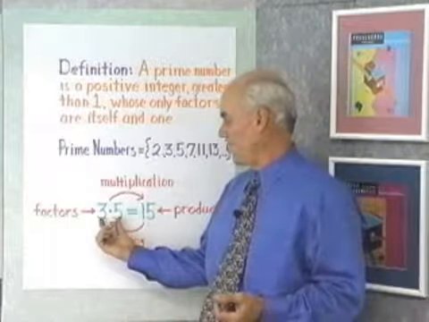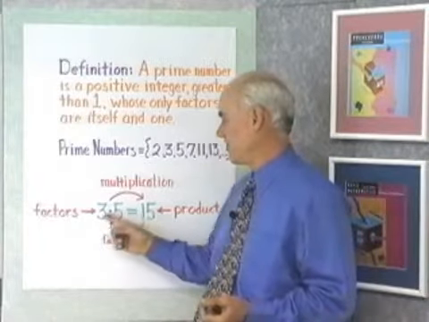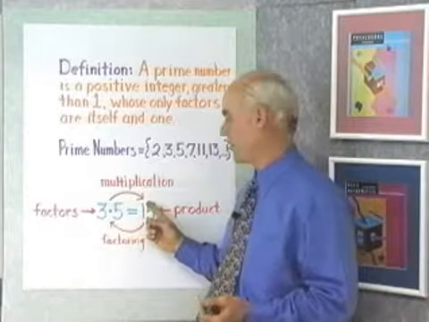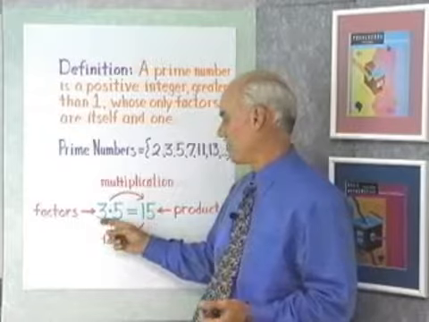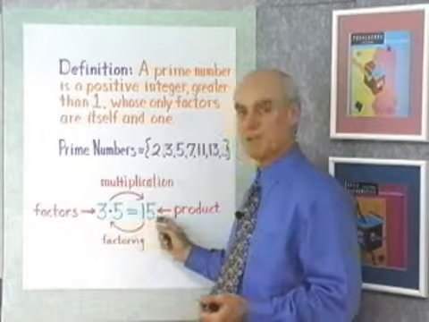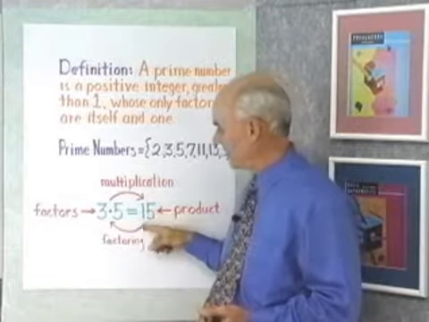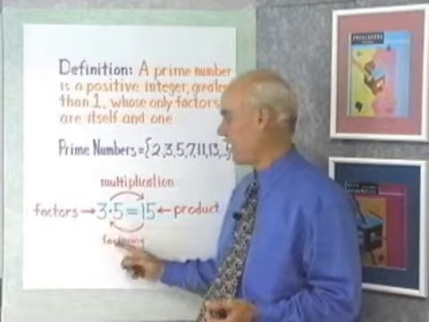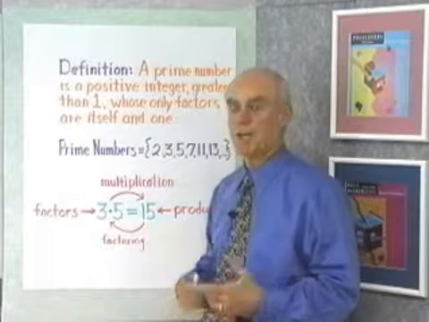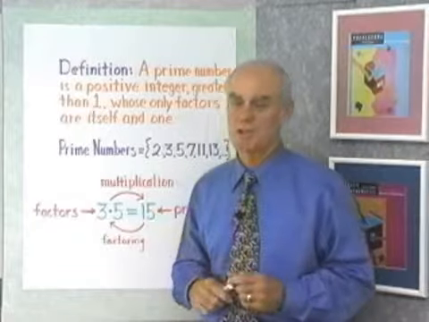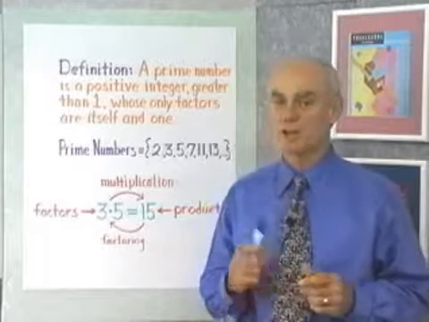Now, when we do multiplication, we say 3 times 5 is 15. If we move in that direction, we're doing multiplication. These two numbers, 3 and 5, are factors, and that number 15 is called the product. If we take 15 and rewrite it as 3 times 5, then we're doing what's called factoring. One of the things that we want to do to begin here is to take numbers and factor them into the product of prime numbers.